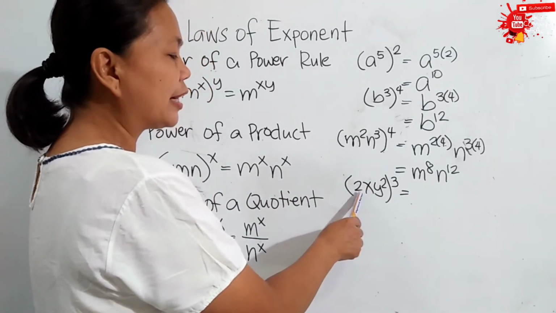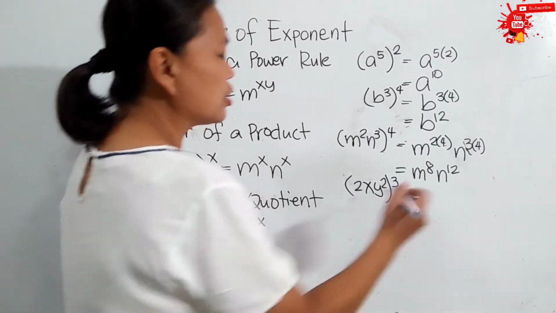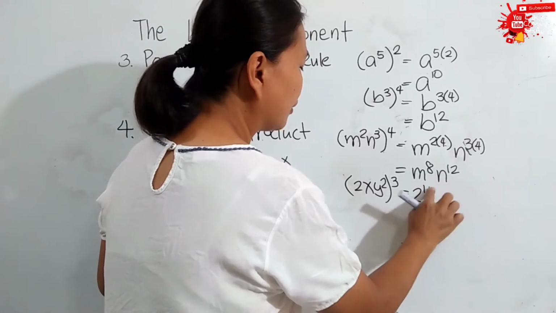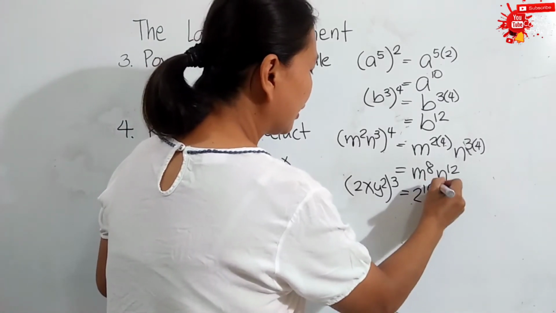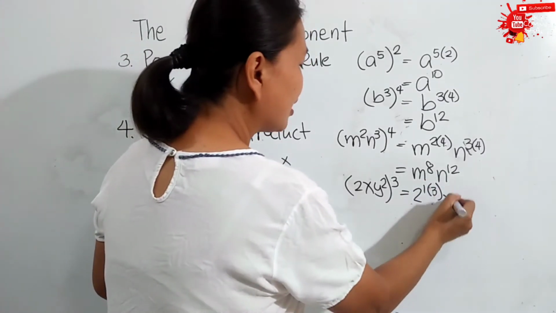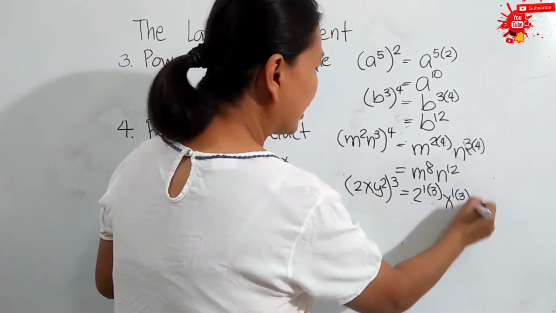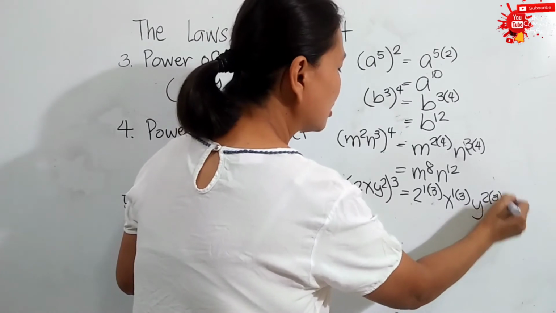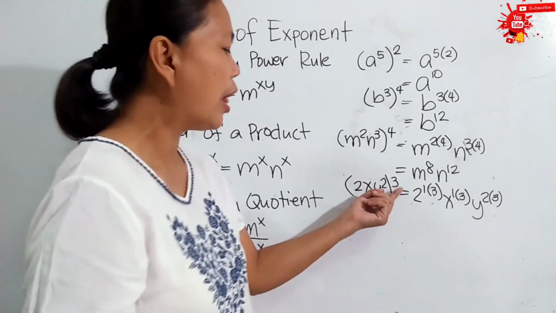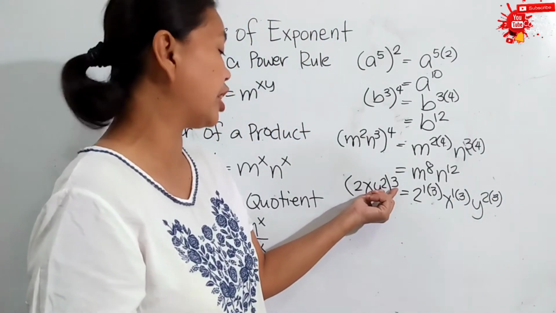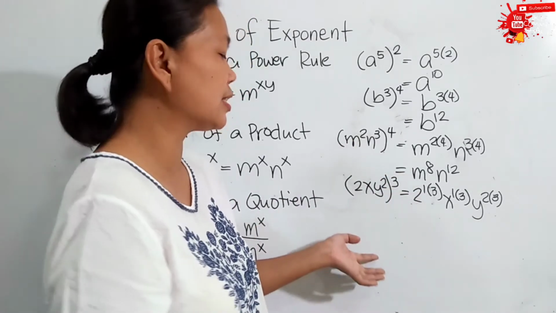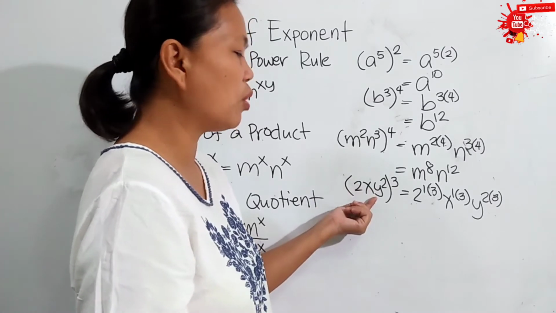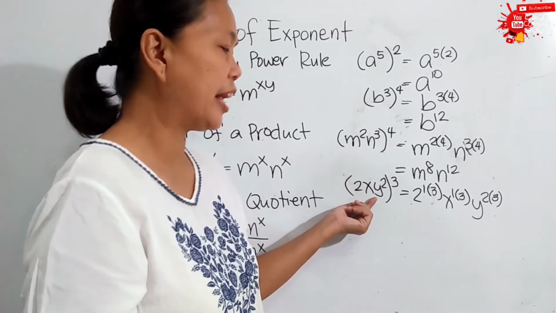And 2 means that it has an exponent of 1. So it will be 2 raised to 1 times 3. Then we have here x raised to 1 times 3. Then we have y raised to 2 times 3. So we will distribute the exponent of 3 outside the parentheses to each of the exponents of the constant or the variables inside the parentheses.